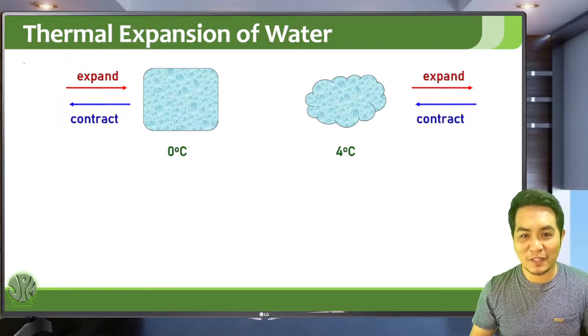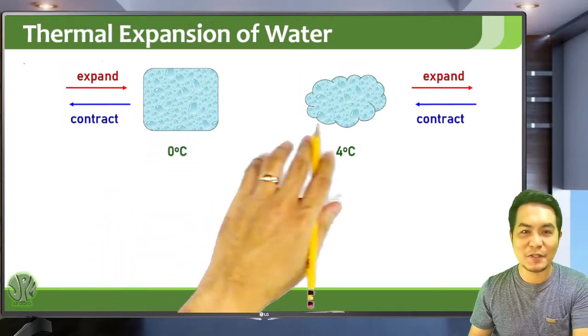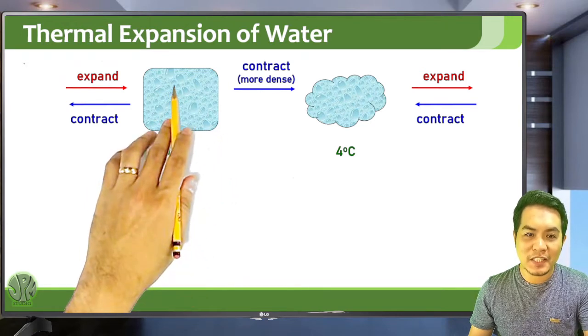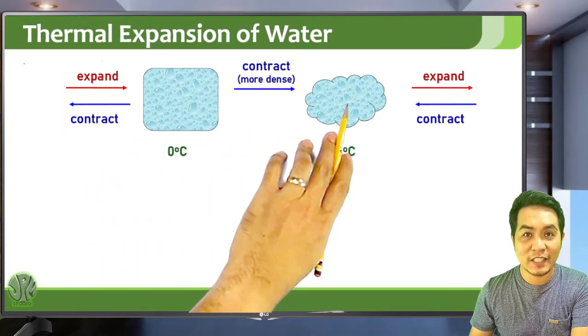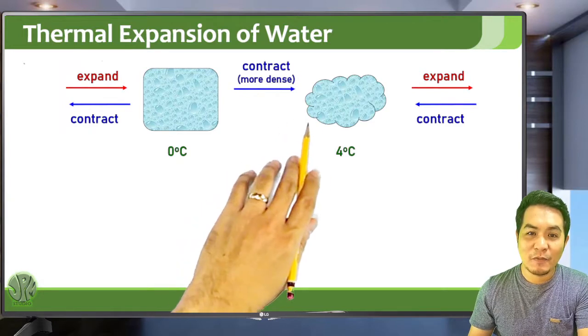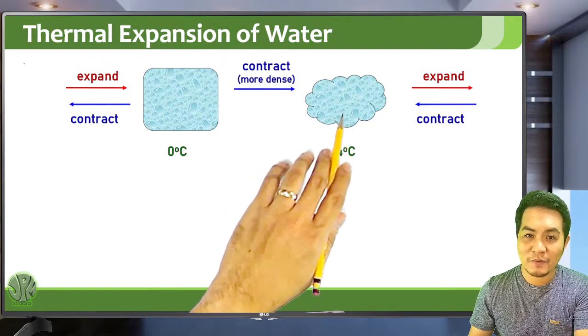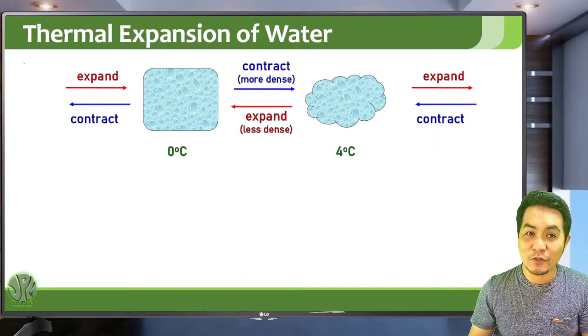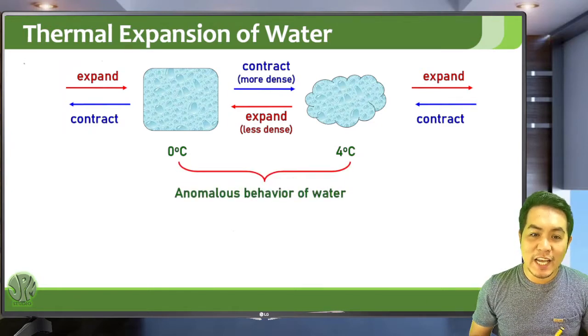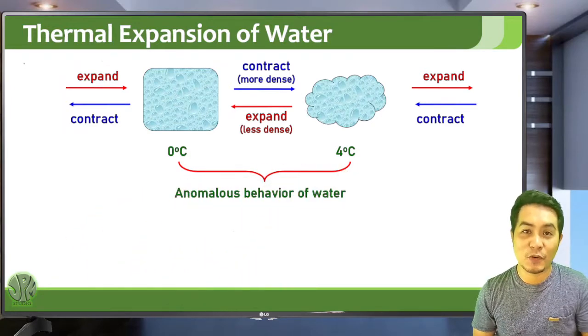The abnormal behavior of water comes in this region here, from 0 degrees Celsius to 4 degrees Celsius. Now, if you increase the temperature of ice or water from 0 degrees Celsius to 4 degrees Celsius, instead of expanding, it will actually contract. It will become more dense. And if you decrease the temperature of water from 4 degrees Celsius to 0 degrees Celsius, instead of contracting, becoming smaller, it will actually expand and become ice. When it expands, it will become less dense. So this region is the anomalous region, or this explains the anomalous behavior of water from 0 degrees Celsius to 4 degrees Celsius.